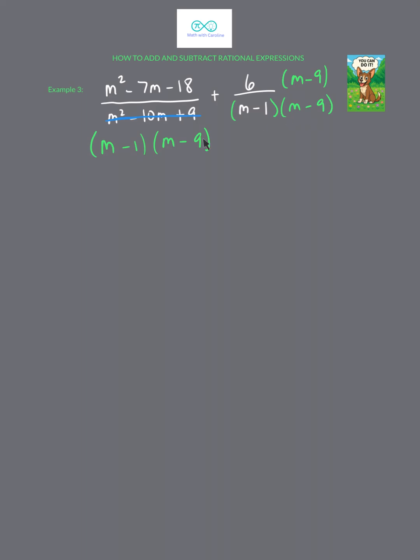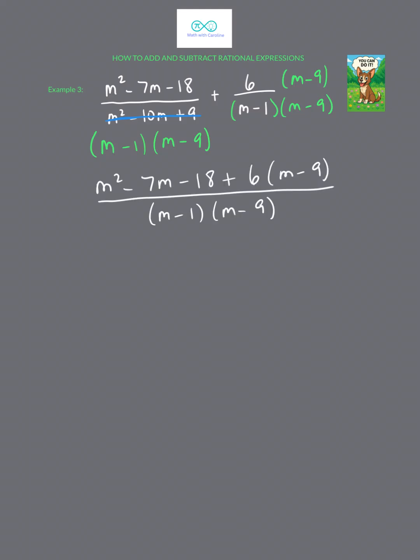Now that we have a common denominator, we can combine our numerators. So go ahead and do that. So now we're ready to distribute our 6, and then we will do what? We'll combine like terms in the numerator. Then we'll factor the numerator. So you want to make sure you don't factor the numerator here because you have to have a common denominator, then combine like terms in the numerator, then factor the numerator to simplify.